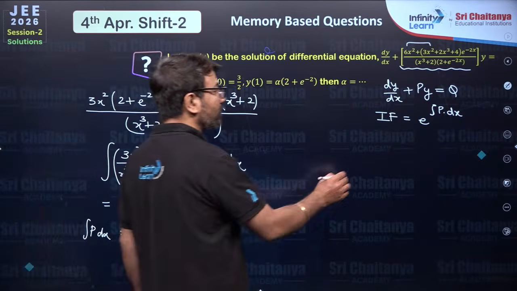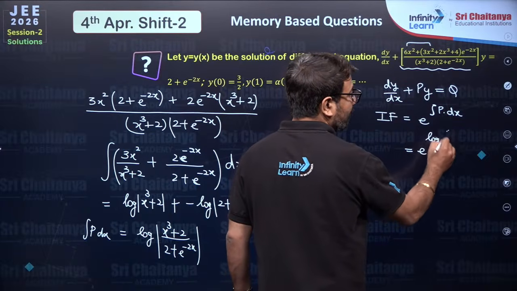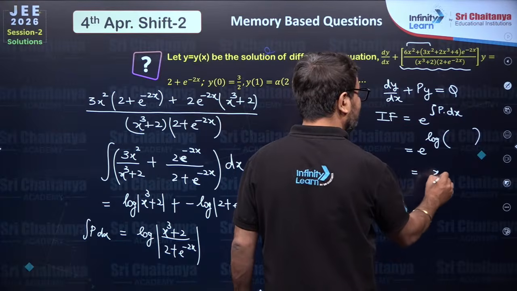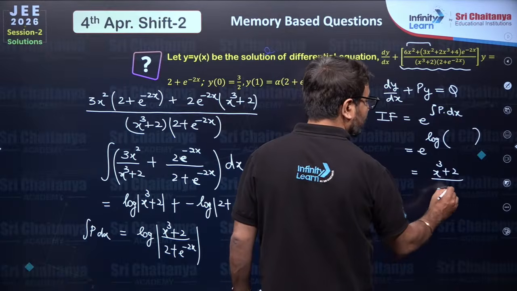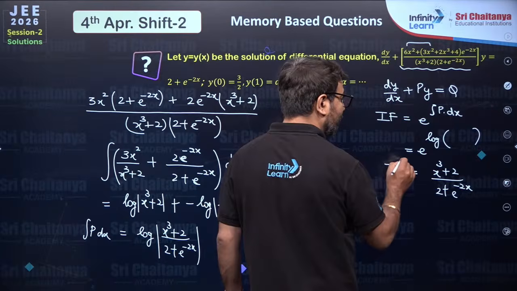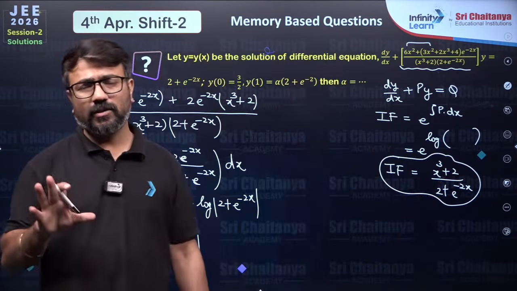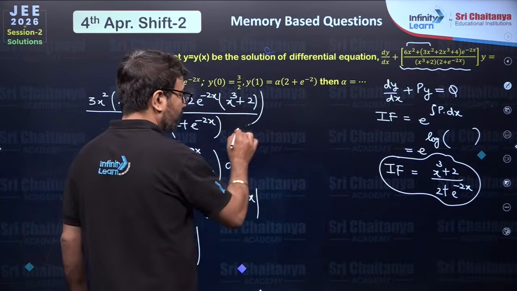So bache, if you have to write the integrating factor, it will be e raised to the power log, and inside the log we have this expression. So the final integrating factor that we will have is x cube plus 2 whole divided by 2 plus e raised to the power minus 2x. Are you all able to understand how we got this integrating factor in this question? If you are able to understand this, my dear students, now we have to find the solution.